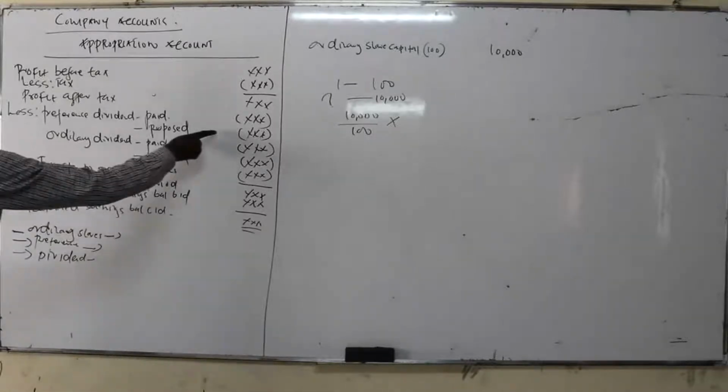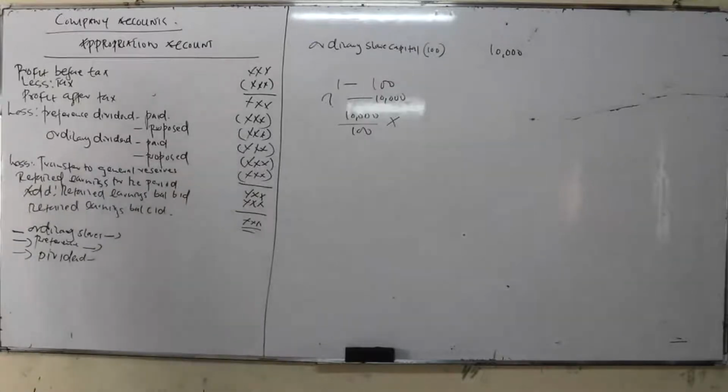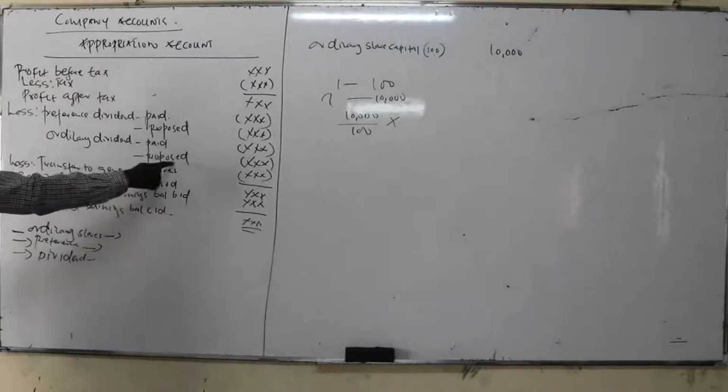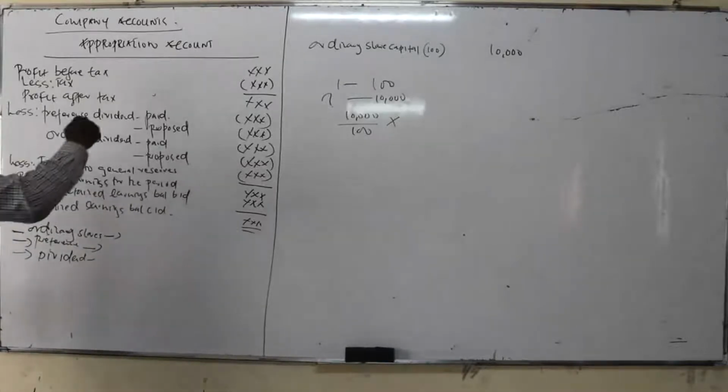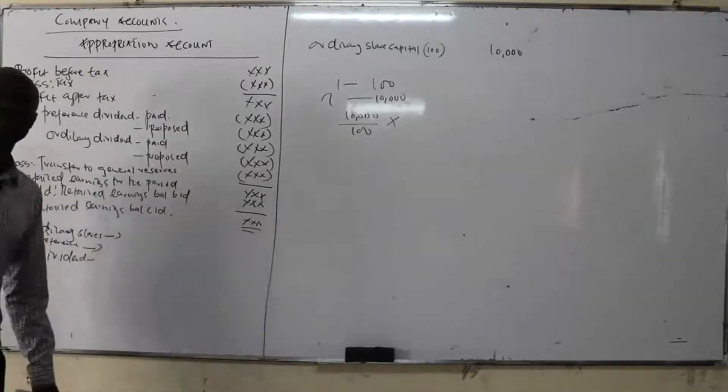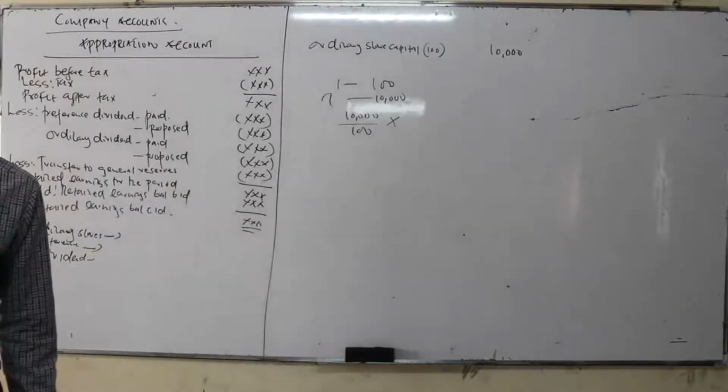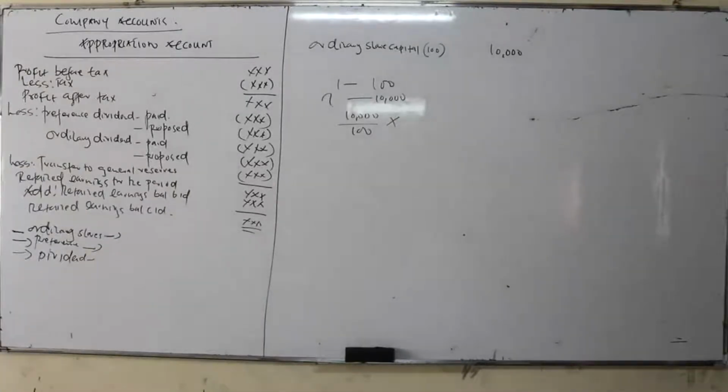This proposed dividend is a liability, should be indicated in the statement of financial position as a liability because it is not yet paid. Even this one. And then the tax, you pay this year's tax next year, isn't it? Because you're determining this one at the end of the year, so probably you have not paid it. So tax is also part of a liability, which should be indicated in the statement of financial position.